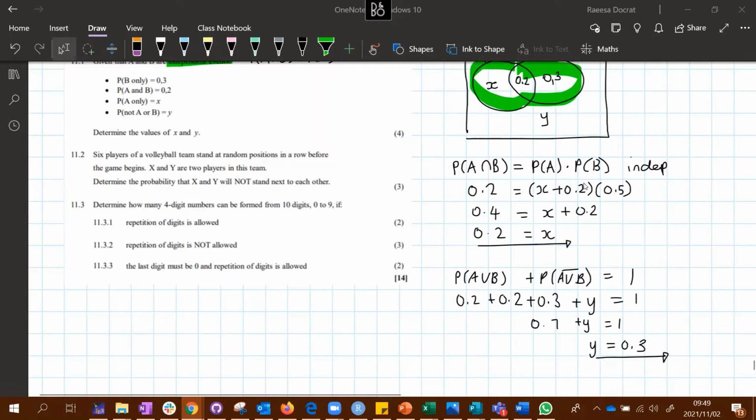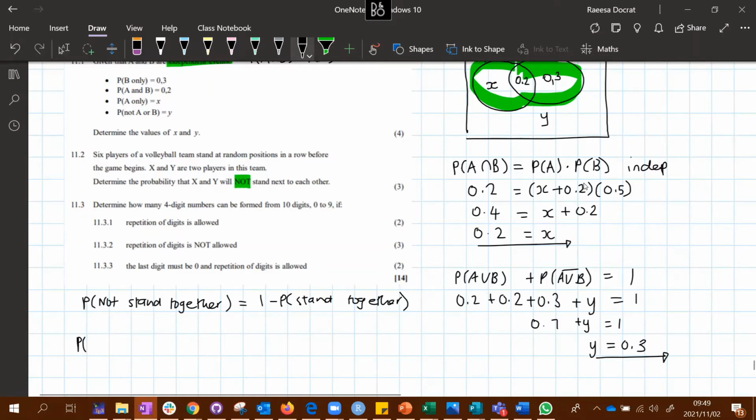So we have 6. We want the probability that they will not stand next to each other. There are different ways that this could happen. It's easier to calculate the complement and subtract from 1. In other words, the probability that they do not stand together is equal to 1 minus the probability that they stand together. So it's easier to calculate that they stand together.